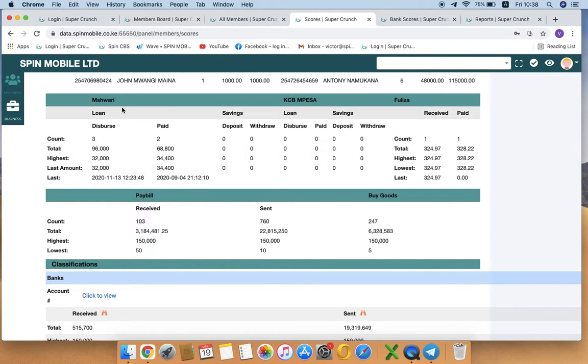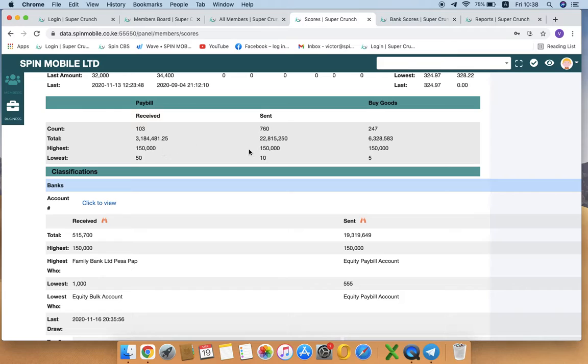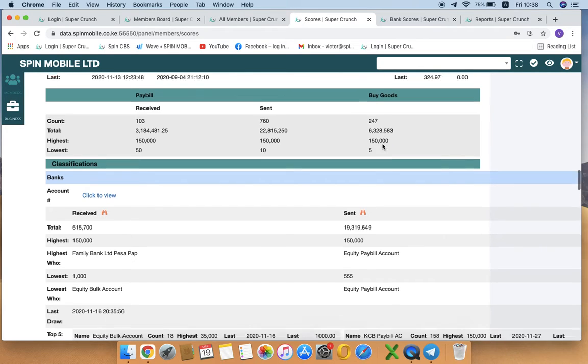We have a loan called M-Shwari in Kenya. KCB M-Pesa is a product of the bank. Fuliza is an overdraft service within the mobile money. So you want to leverage on this to be able to project the risk of that particular borrower. Buy goods and pay bills are the payments of merchant services. Or let's say, a very good example, when I send money to my bank account from my mobile money wallet, I'll be sending to a specific pay bill number. So you're able to see how many times he has sent to specific pay bill numbers, how many times he has received, and till numbers that he bought goods from using the mobile wallet.